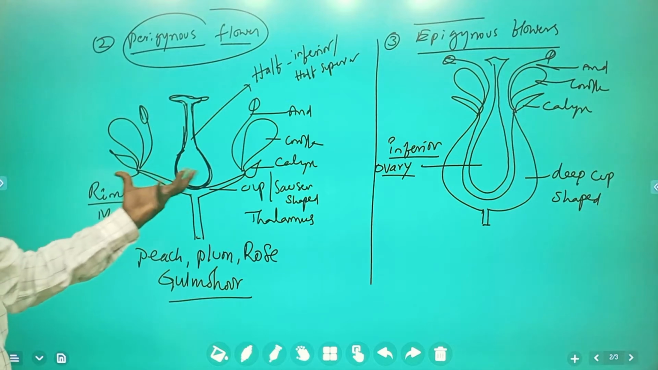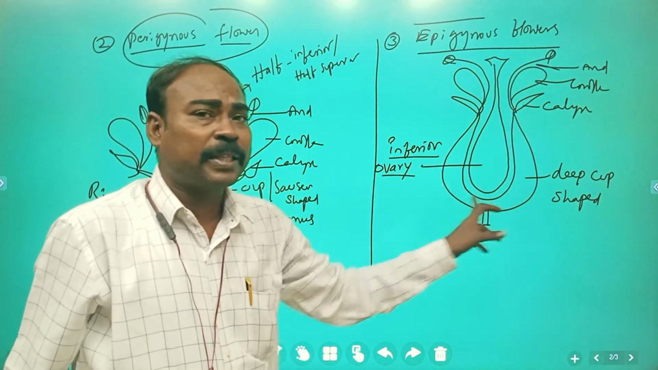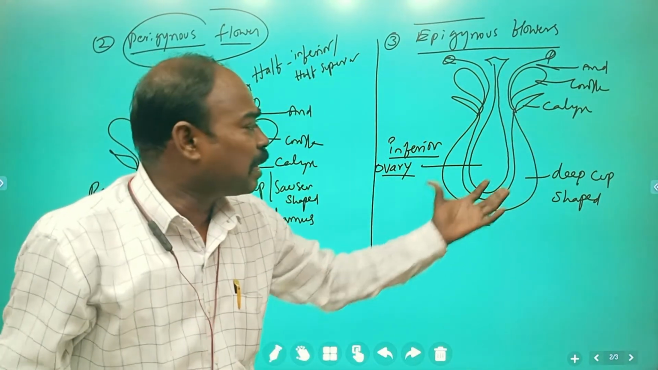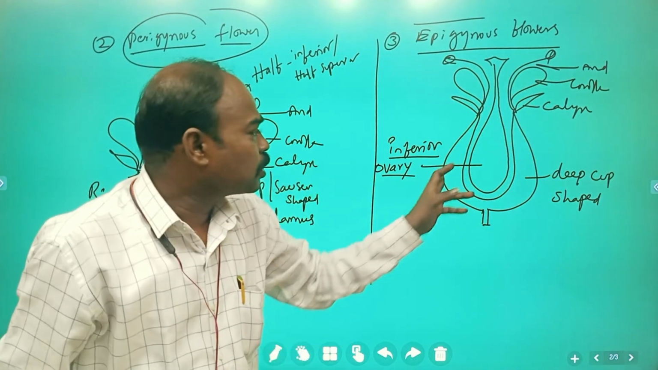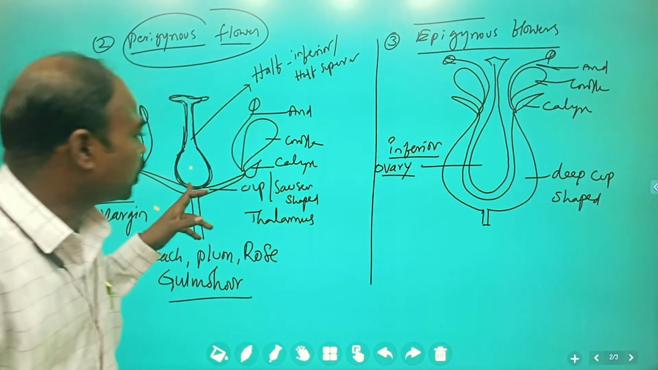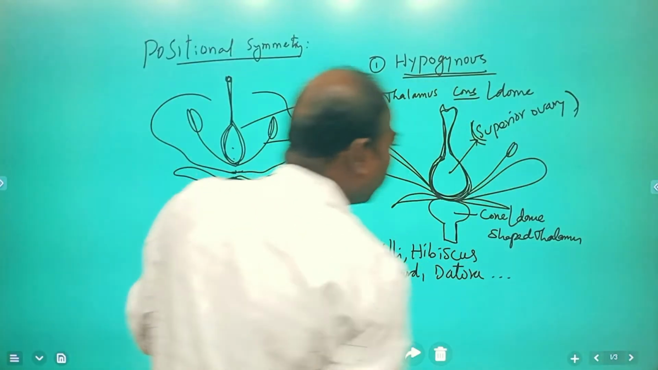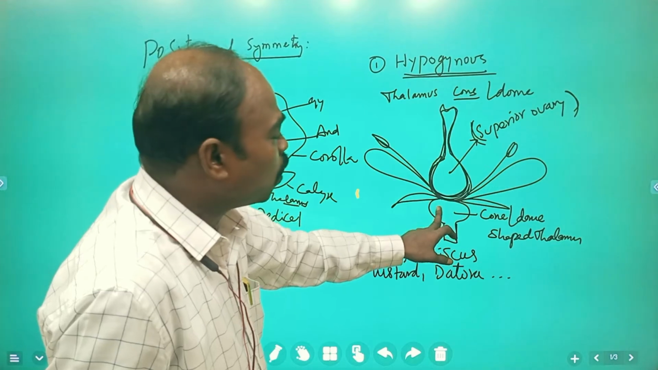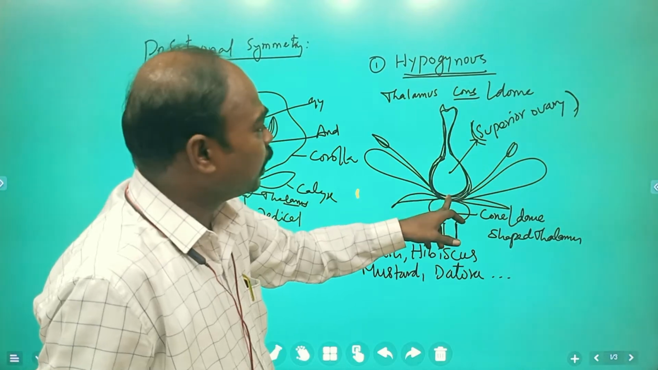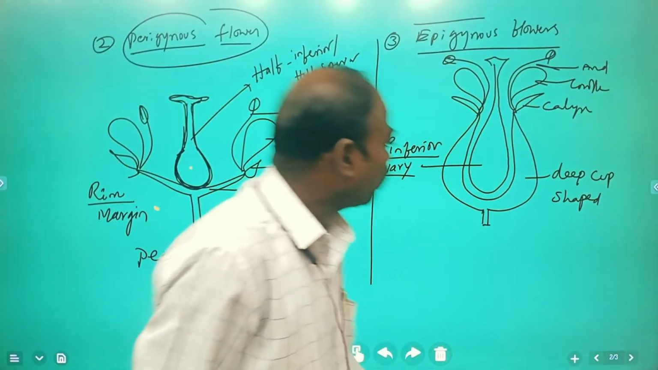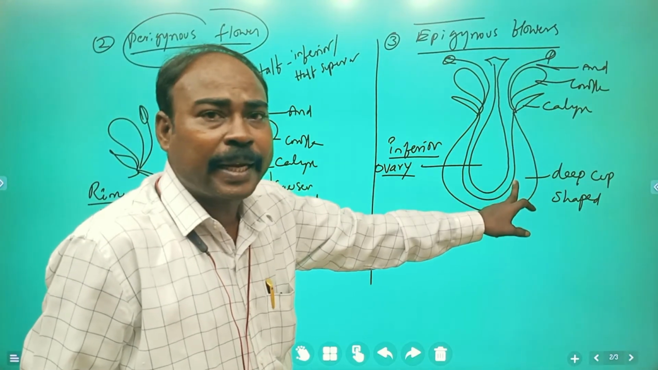So here, in the cup-shaped thalamus, the ovary occupies the middle portion. The thalamus grows along with the ovary and covers the complete ovary, so the ovary is buried in the deep cup of the thalamus. This ovary is said to be inferior. Earlier we discussed the cone or dome shaped thalamus, on which the ovary occupies the extreme top. Here the ovary is superior. Here the ovary is half inferior or half superior. Here the ovary is completely inferior.